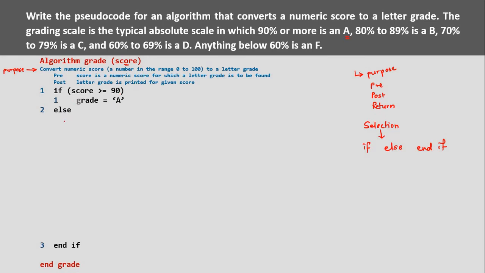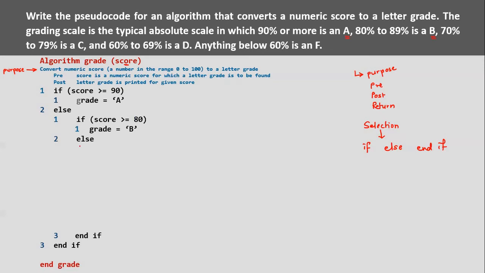Else, if the score is less than 90, then we need to check the other condition, whether it is between 80 to 89. So in the else part, once again, we'll have the condition if, associated else, and end if. In this if statement, we write the condition if score is greater than or equal to 80. If it is, then the grade associated would be B. So we are writing here grade equal to B.